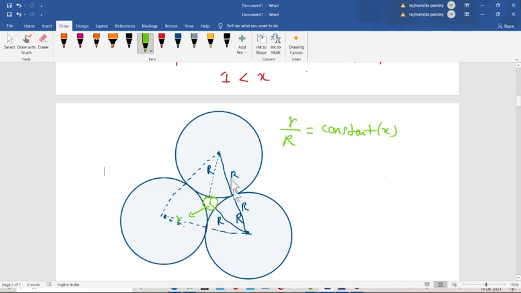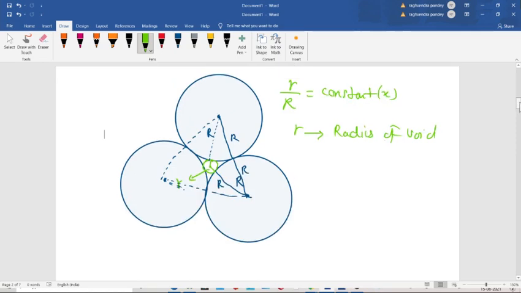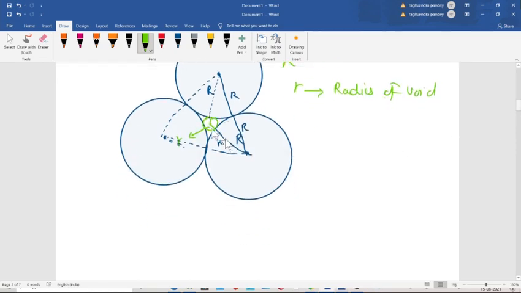It touches all the spheres. So the smaller sphere has the radius small r. Small r is the radius of the void, and capital R is the radius of the sphere. So you have to find r by R. This is a simple thing that you can find. Now this is the equilateral triangle.